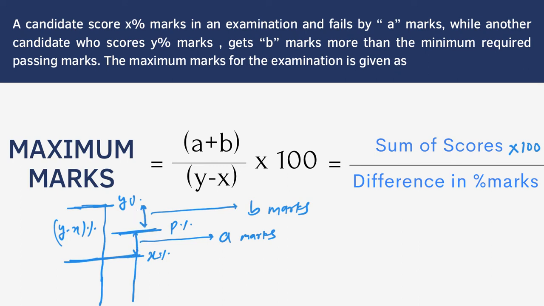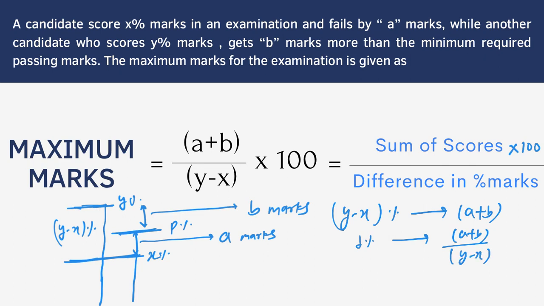So I can say Y minus X percentage is equal to A plus B, so 1% is equal to A plus B divided by Y minus X, and 100%, or the maximum marks, or I can say total marks, is A plus B divided by Y minus X into 100, and this is my formula.